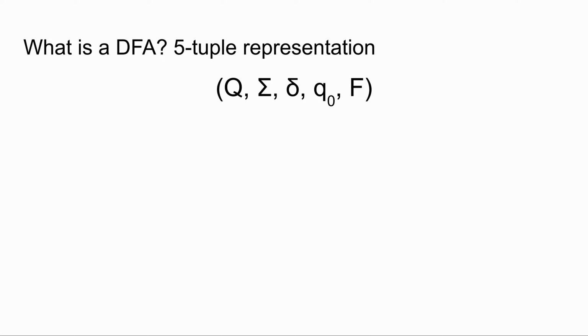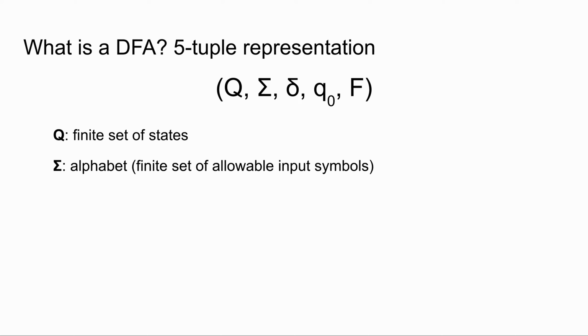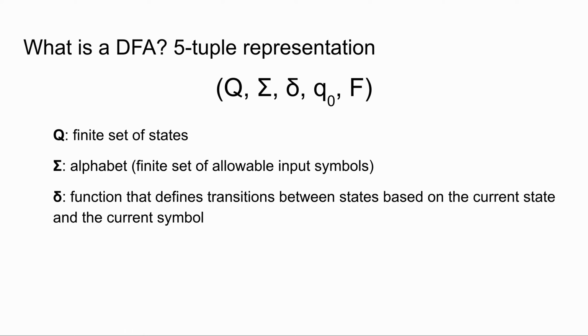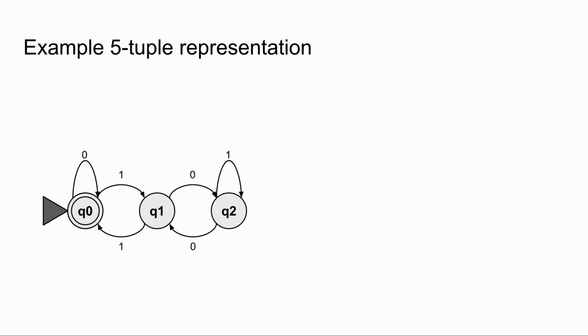We just saw a picture representation of a DFA, but there is also a commonly used 5-tuple representation. The 5-tuple contains Q, sigma, delta, Q0, and F, where Q is the set of finite states, sigma is the alphabet, which is the finite set of allowable input symbols. Delta is the function that defines transitions between states based on the current state and the current symbol. Q0 is the start state, and F is the set of accepting states. If that seems like a lot, don't worry, because we're about to go over an example.